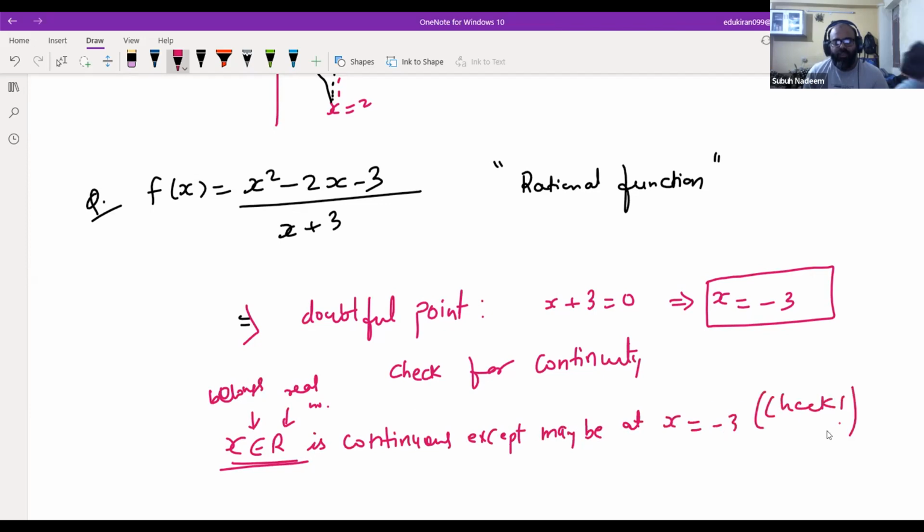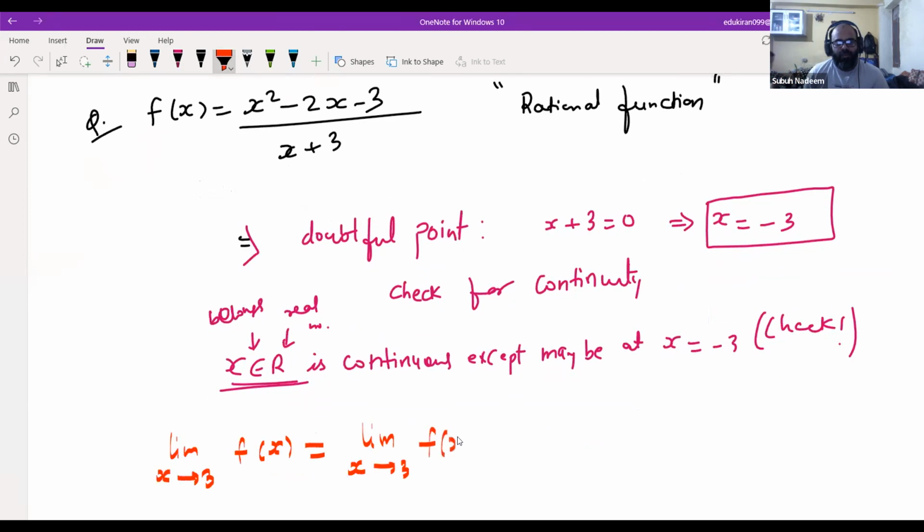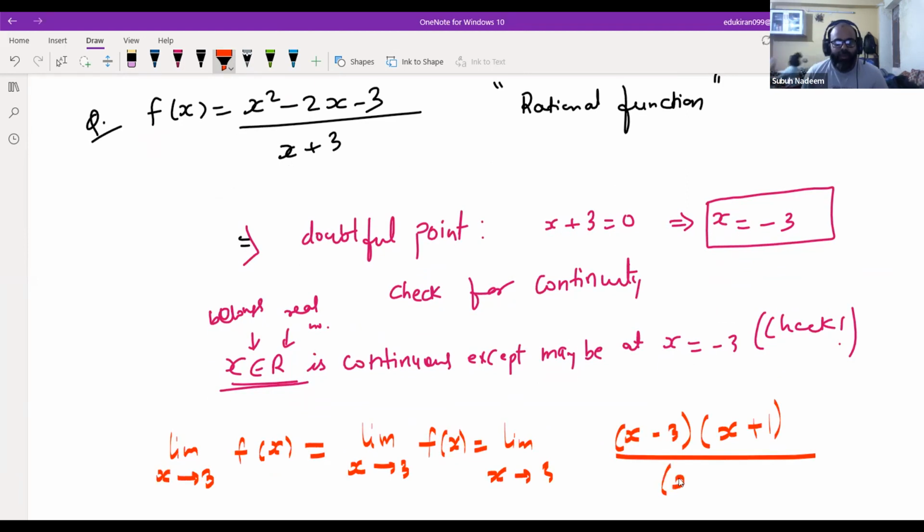Now, how do we check it? So our process of checking was we want to factorize this. That means we want to find the limit. So limit x approaching 3 f(x), we try to find out. Can its limit be found out? So limit x approaching 3 f(x) is limit x approaching 3 here, f(x), this numerator can be written as (x minus 3) into (x plus 1), that you can do by factorization, middle term splitting by x square minus 2x minus 3, over x plus 3.